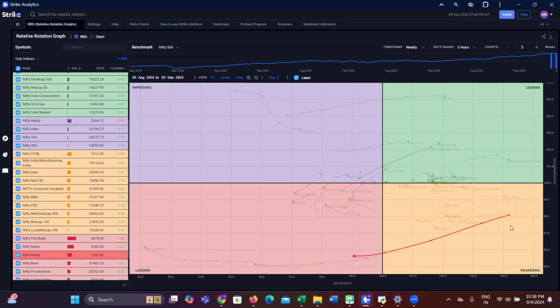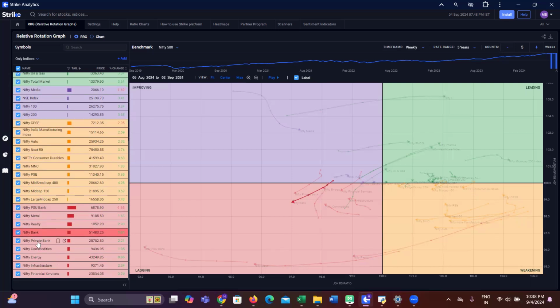Nifty Realty is in lagging, but again, look at the underlying stocks under this. You can find that some of the stocks are still doing well under Nifty Realty. The majority of the stocks might not be doing well, but look at the underlying stocks to see if there are any opportunities. Nifty Bank again is under pressure, private bank again is under pressure, Nifty Commodities is in lagging, energy is headed towards improving, infrastructure is lagging, and Nifty Financial Services.